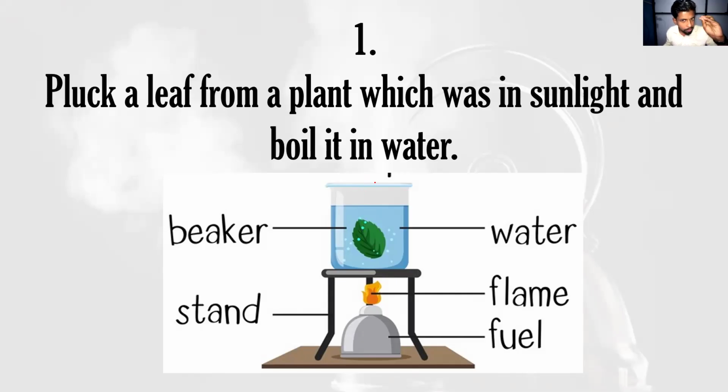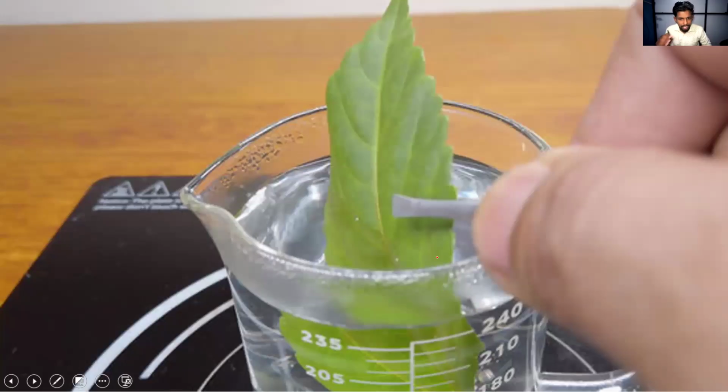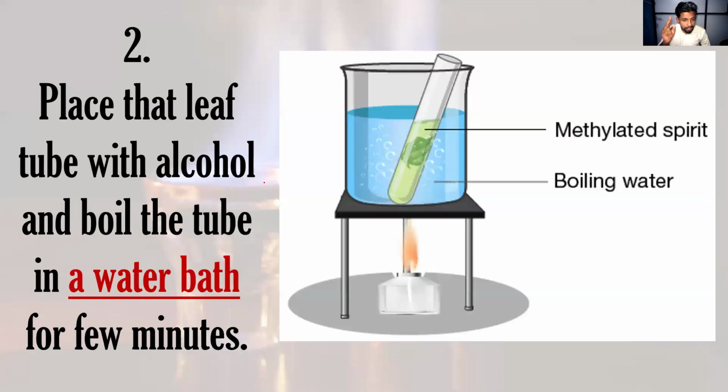You may ask, what is the reason for this step? I will explain all the reasons together. Look at the picture here. Here we have the hot water. We are going to boil the leaf in the hot water. Second step, we take that leaf and keep it inside the alcohol, methanol or ethanol. You can see the alcohol in the test tube. Now we want to heat that test tube which contains alcohol by using the hot water.